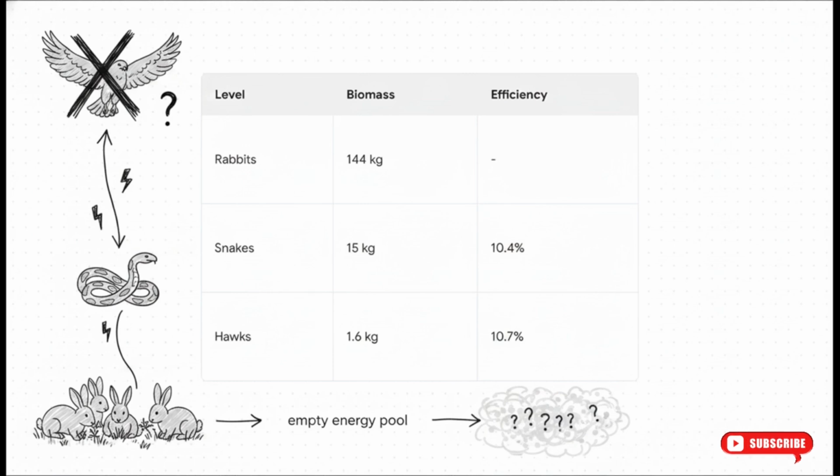Then when hawks swoop in and eat those snakes, those 15 kilos shrink down to a measly 1.6 kilos of hawk. Again, 1.6 divided by 15 times 100 gives us exactly 10.7%. The numbers are undeniably clear here. This right here is exactly why food chains rarely ever go beyond 4 or 5 levels. By the time you hit the top, the original energy pool is practically empty.